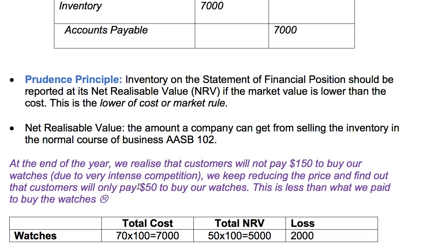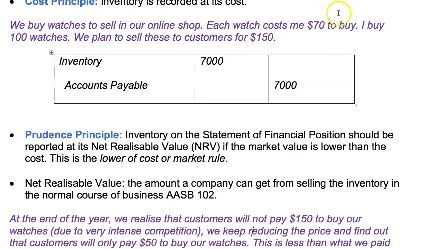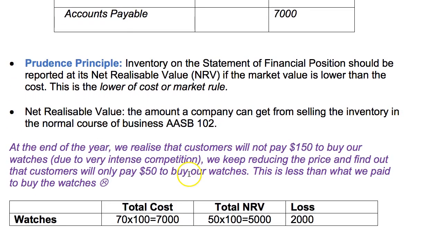However, did you notice that when we bought the watches, they cost us $70 to buy, and our customers will only pay $50? This is less than what we paid to buy the watches. So the cost of the watches was $70 each. The net realisable value is $50 each. So based on those 100 watches, the difference is $2,000.